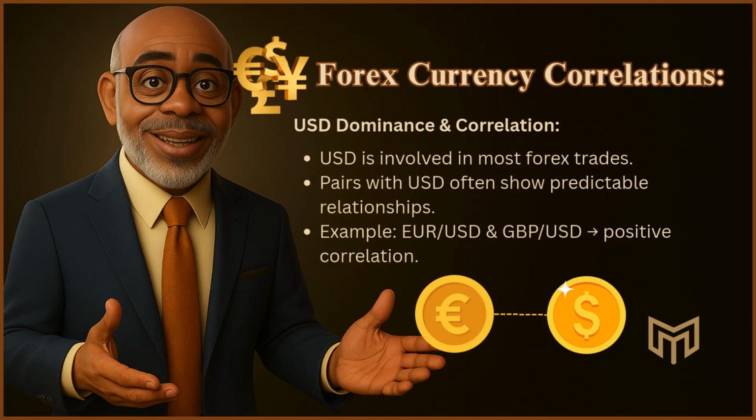Another reason we see strong correlations in Forex is the dominance of certain currencies. The US dollar is involved in the majority of global trades, so pairs containing the dollar often display predictable relationships. For example, the euro over the US dollar and the British pound over the US dollar frequently move together, since both express value against the dollar.